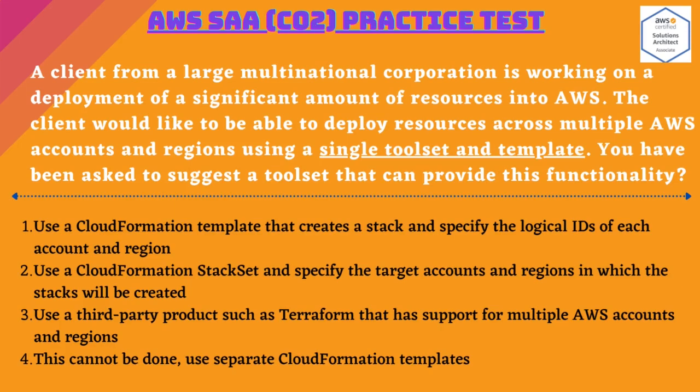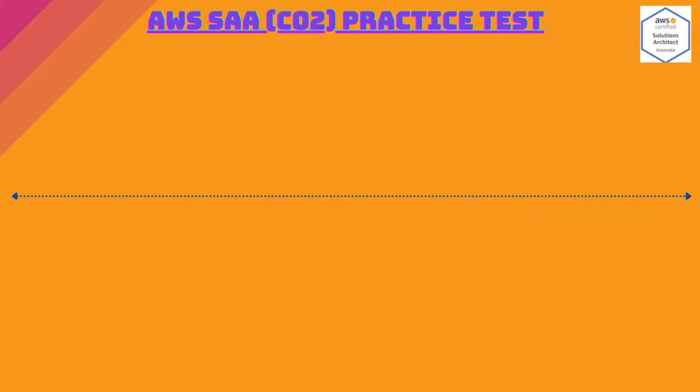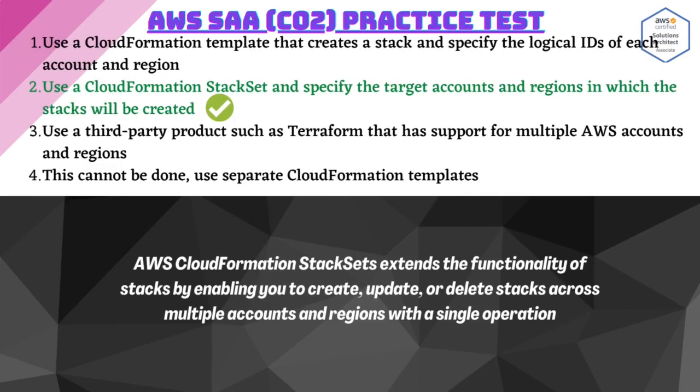You can use a third party product such as Terraform that has support for multiple AWS accounts and regions. You don't need to use Terraform even though AWS has its own service, CloudFormation, so you don't need to do this. So this is the wrong answer as well. The last is this cannot be done, use separate CloudFormation templates. This can absolutely be done, and so the right answer according to the question is the second one, that is use CloudFormation stack sets and specify the targets and regions in which the stacks will be created.